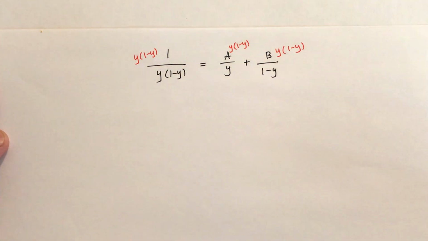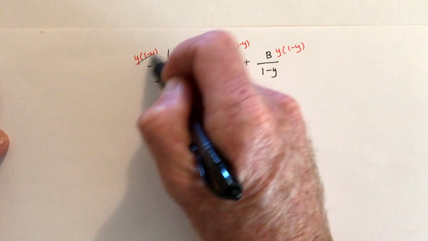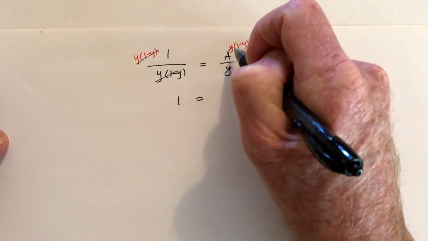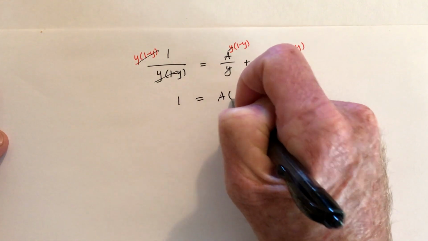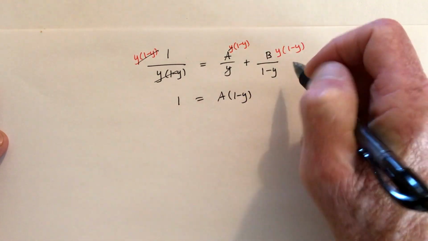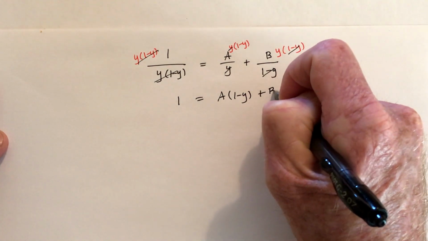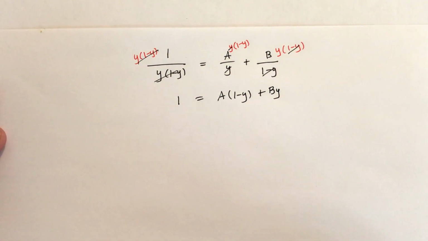And then there's lots of things that cancel. All of this is going to cancel all of this, leaving just a 1. Over here, the y's are going to cancel, so it's going to leave a times 1 minus y. And then the 1 minus y's cancel here, so it just leaves b times y.